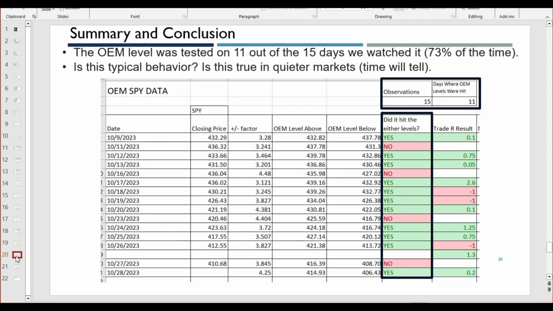So in summary and conclusion, we've only been observing this for a month so far, but if we look just at our initial observations, the OEM level was actually tested on 11 out of the 15 days we watched it. So that's 73% of the time. So it gets tested a lot. Is this typical behavior? Is this true in quieter markets? October was a volatile market type for most of it. So we plan to keep researching this for at least the next 6 months to see if that's still true.